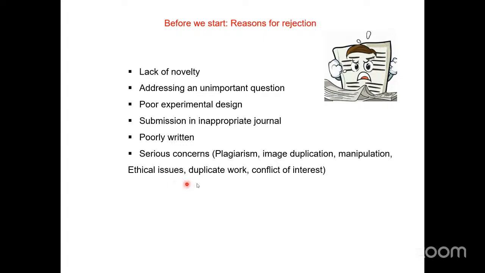And we should avoid duplicate work. We cannot just submit the same work to different journals. Then there is conflict of interest, because at the time of submission of any manuscript, we need to provide a conflict of interest document stating that there is no conflict of interest. If there is some conflict of interest, we need to disclose it in the manuscript. So these are the major concerns for which manuscripts are actually rejected.